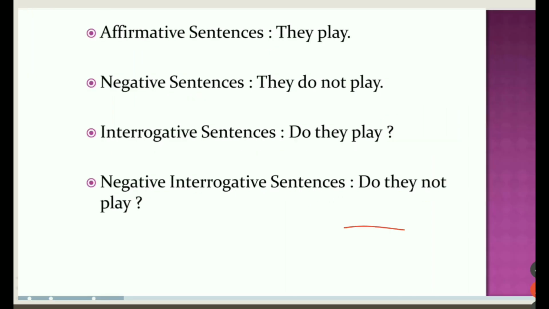Actions that we do regularly have four forms. One is affirmative, negative, interrogative, and negative interrogative sentence. For example, they play, they do not play. Do they play? Do they not play?